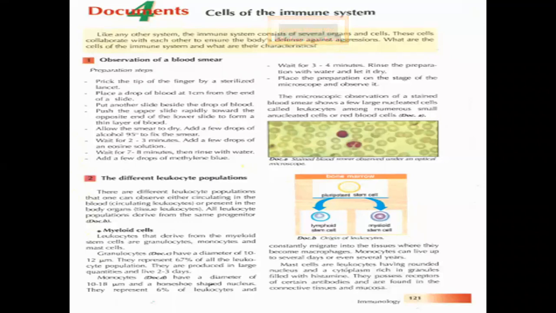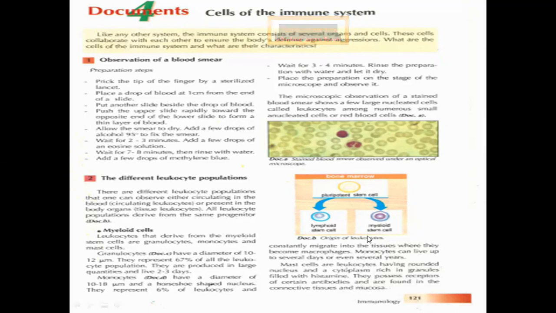So paragraph 2 talks about the different leukocyte populations. We have different leukocyte populations that one can observe either circulating in the blood, called circulating leukocytes, or present in the body organs, called tissue leukocytes. All leukocytes are derived from the same progenitor, which means that they are of the same source, as shown in document B.